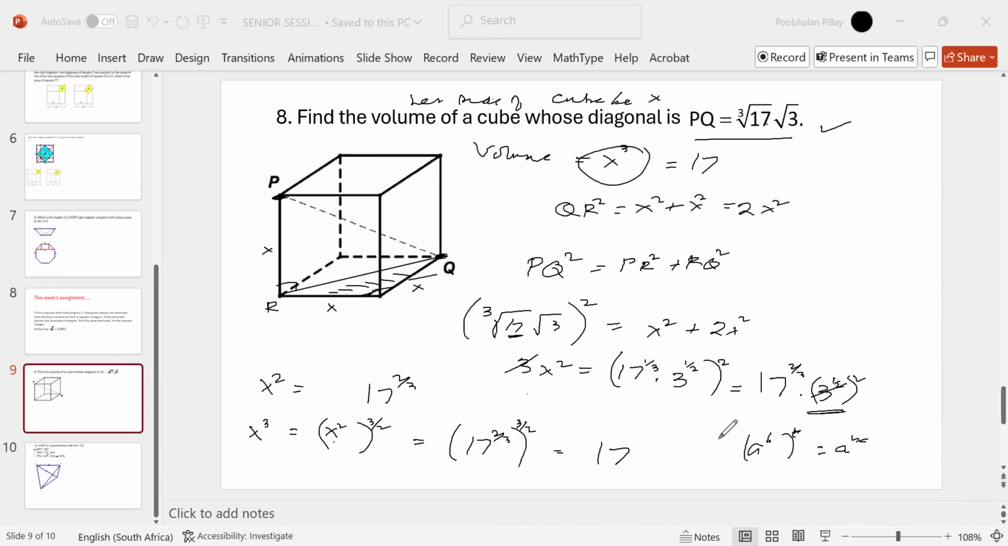So you have a very nice, happy answer to this problem, because although the number given is nasty, in the end you get a good, nice answer. All right, so that is how you do it.